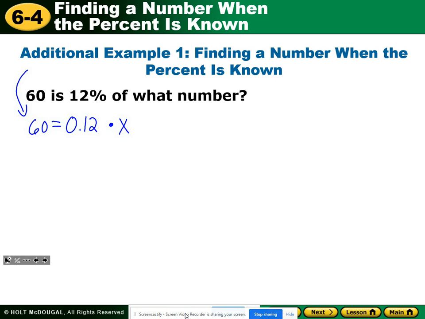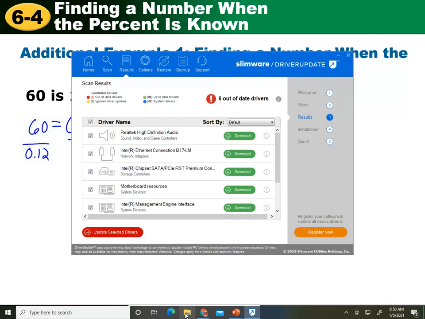All right? So how do I go about solving this then, Carson? Divide by 0.12. Yep, divide by 0.12. Doing the work will be easy for most of you.